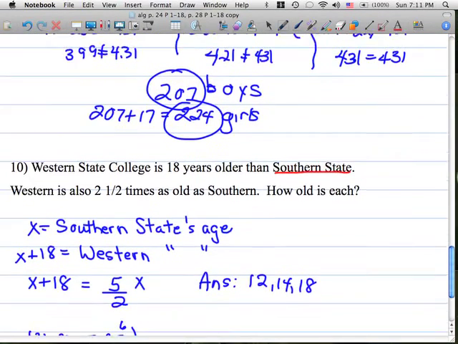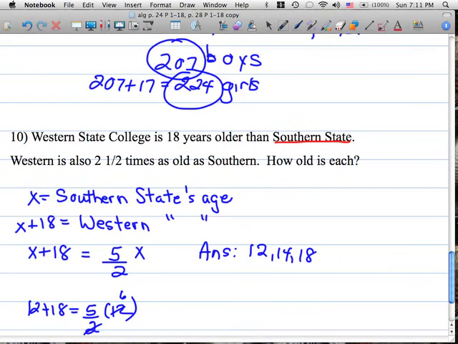Problem number 10 says Western State College is 18 years older than Southern State. Western is also 2.5 times as old as Southern. How old is each? Using the first sentence to get our unknowns represented, Southern State was the last thing mentioned, so X equals Southern State's age. Western State College is 18 years older, so X plus 18 equals Western's age.